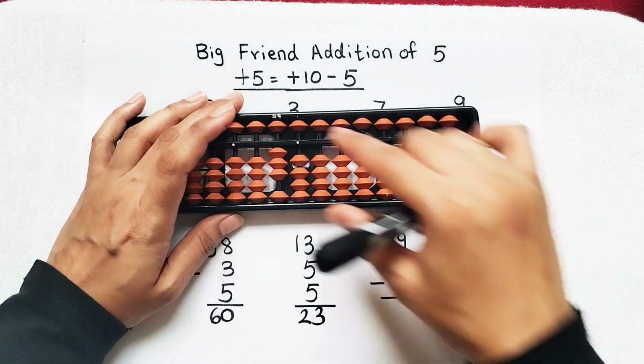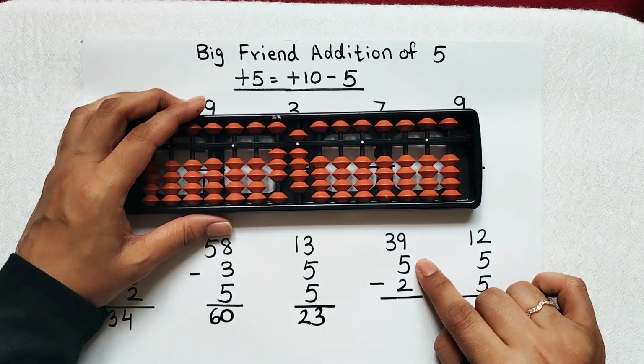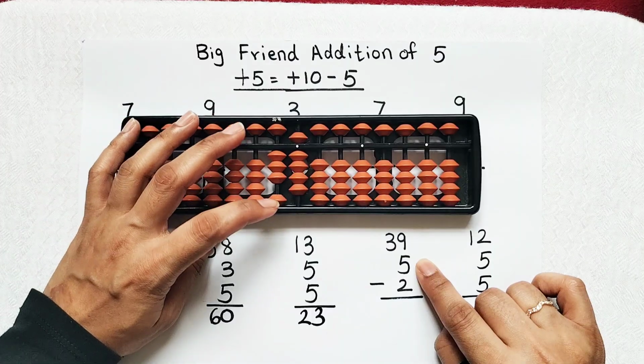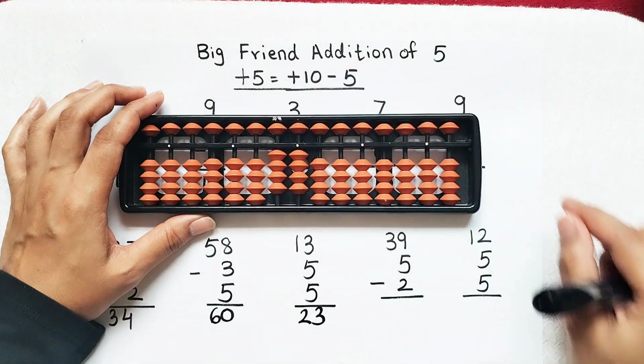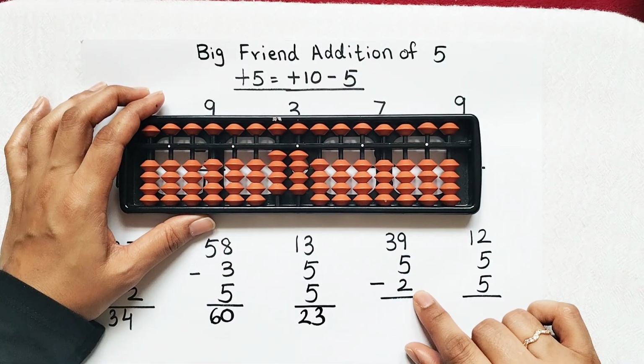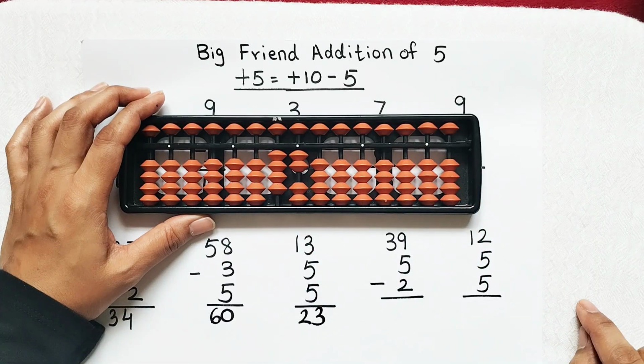Next one. 39 plus 5 less 2. 39 plus 5. Plus 5 again. Plus 10 less 5. Less 2. My answer is 42.